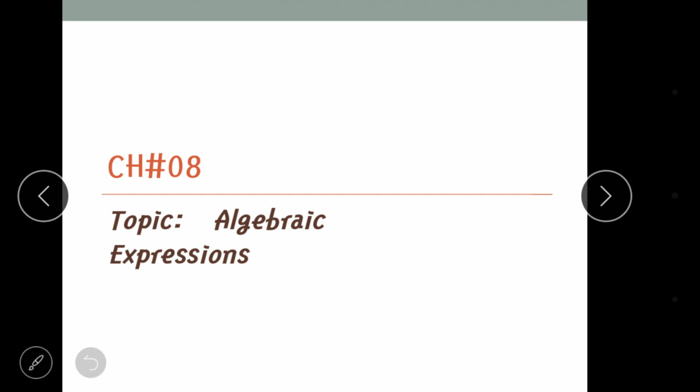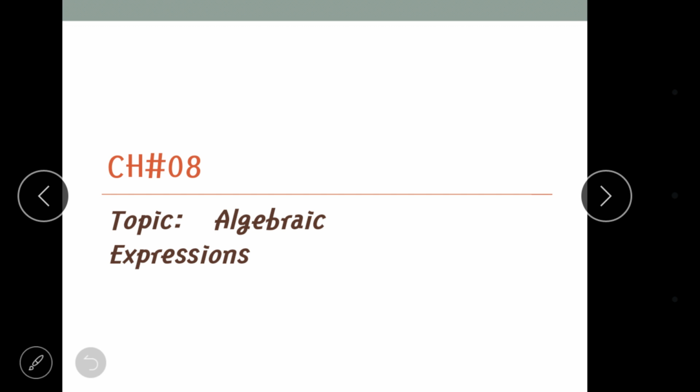Today's topic is algebraic expression. What is an algebraic expression? Define algebraic expression. What is meant by algebraic expression? Definition of algebraic expression: an algebraic expression consists of a single term or multiple terms connected by operations of addition, multiplication, subtraction, and division.